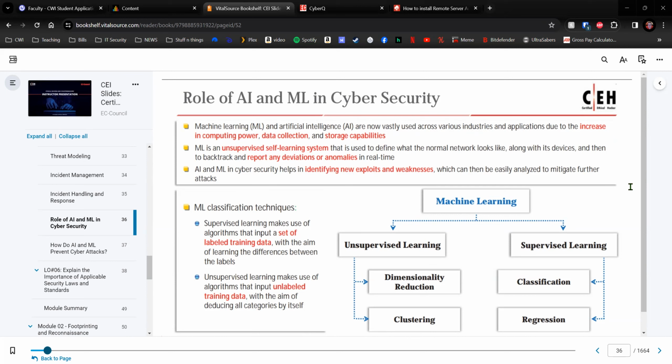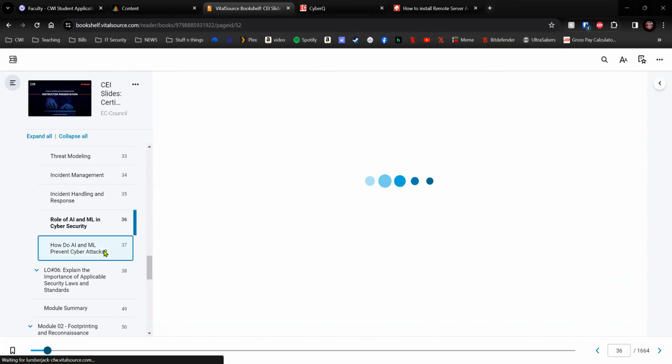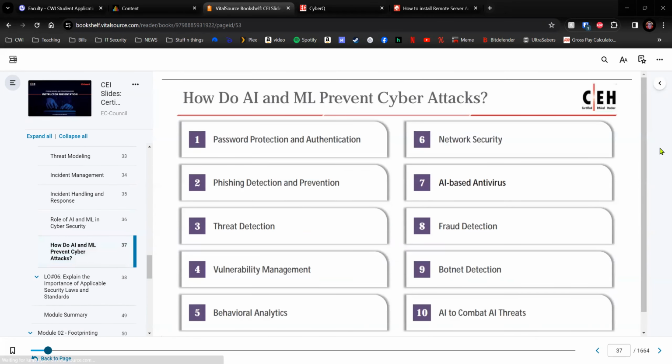And you have your little table over here for machine learning that shows your unsupervised versus supervised. So with unsupervised, dimensionality reduction and clustering, and supervised, classification and regression. So how do these prevent cyber attacks? Password protection and authentication, phishing detection and prevention, threat detection, vulnerability management, behavioral analytics.